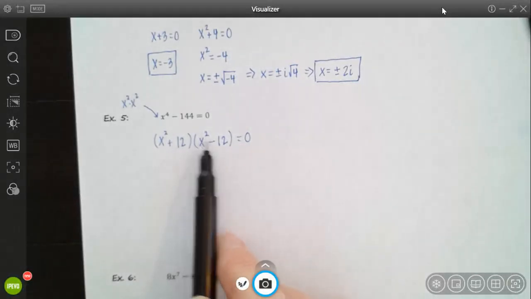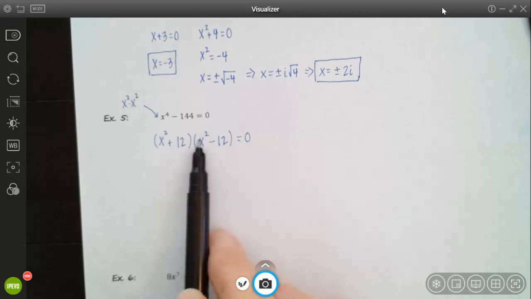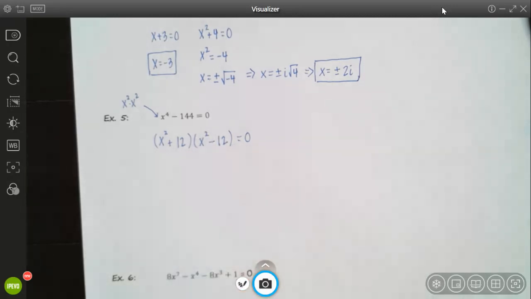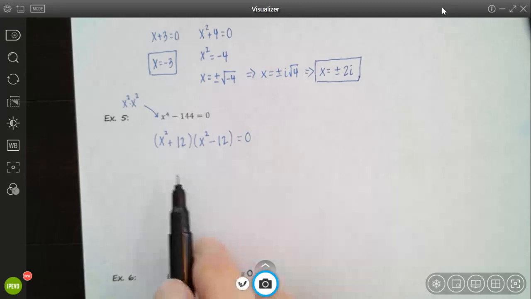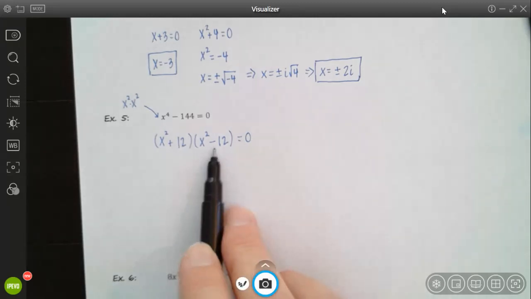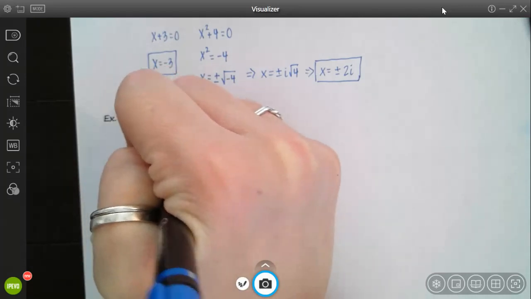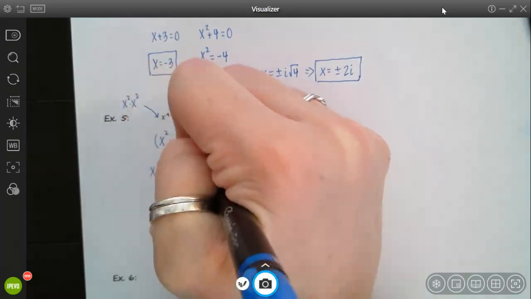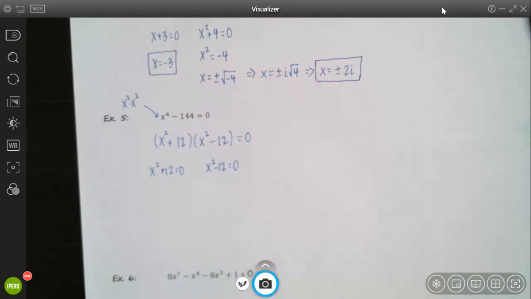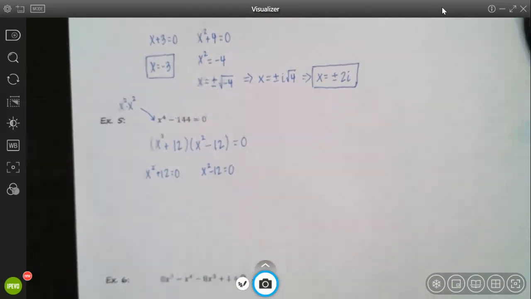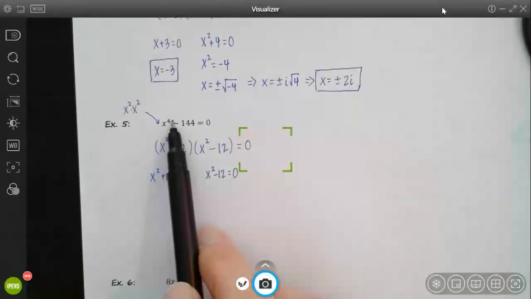So at this point, I'm going to go ahead and use my zero product property and say that I'm going to get x squared plus 12 equal to 0 and x squared minus 12 equal to 0. And again, if we're checking our highest power here, our highest power is 4. So this should give us 4 solutions or 4 zeros at the end. So I'll work with the x squared plus 12.